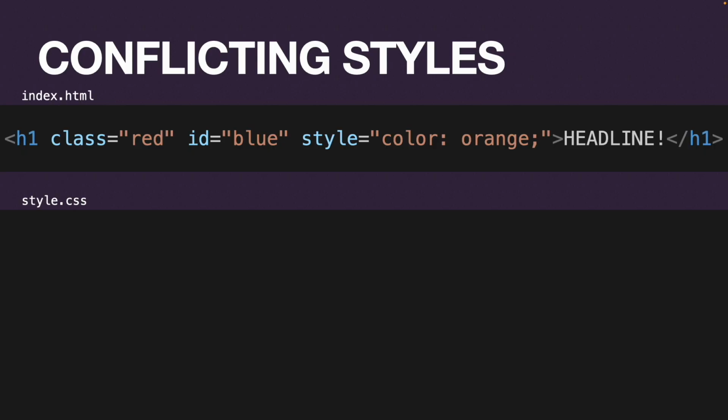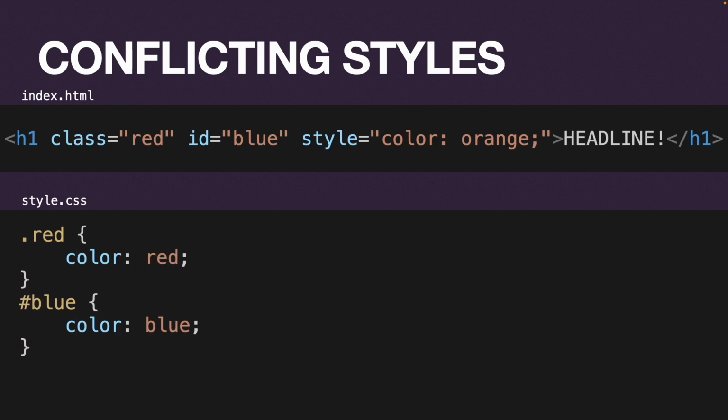Now, sometimes you're going to have conflicting styles. In this example, we have an H1 header that has a class red, the ID blue, and an inline style that colors it orange.